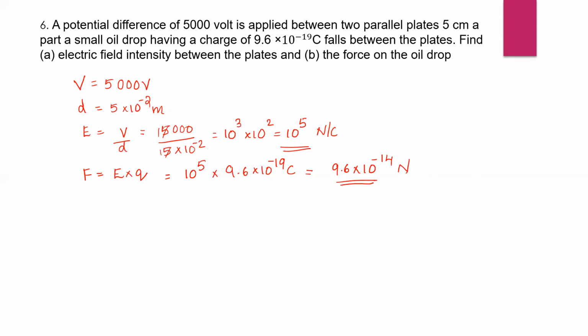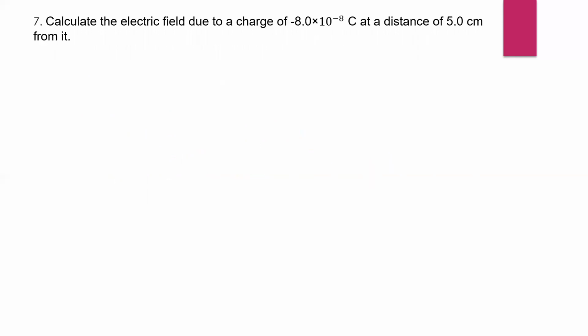Now, the next question is the last one, that is calculate the electric field due to a charge of minus 8 into 10 raised to minus 8 coulomb. That is Q is given. Q is equal to minus 8 into 10 raised to minus 8 coulomb. Distance is given. R is equal to 5 into 10 raised to minus 2 meter.